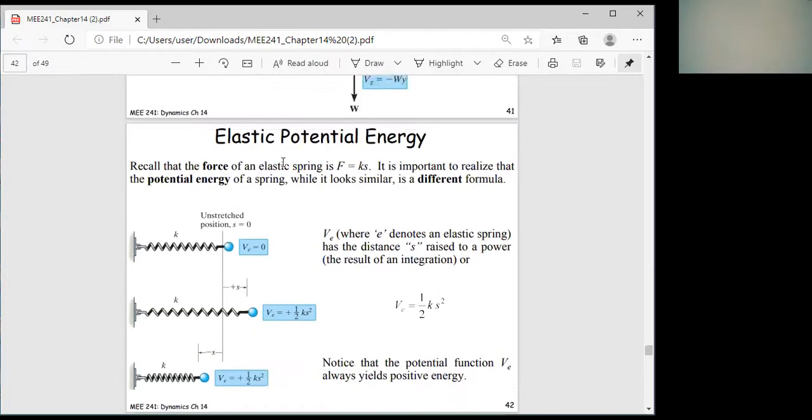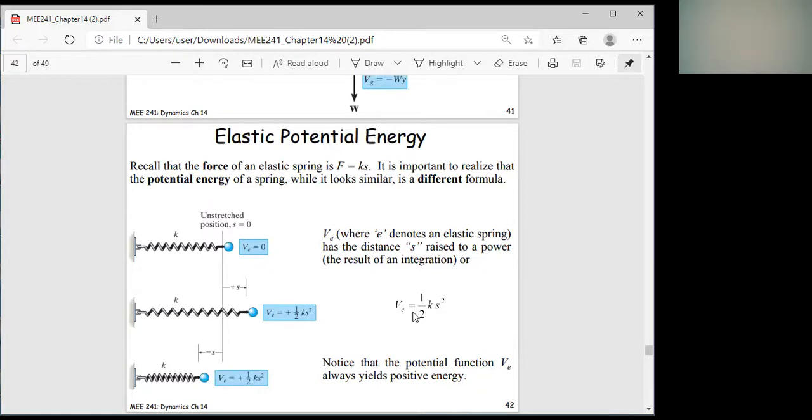Nice and simple here, but potential energy of springs is going to be 1 over 2 k times the deflection of the spring squared. So s is the deflection of the spring measured from the free length position, right? So you look at the equilibrium of the spring. You have a spring on a table, and you're not doing anything on it. The minute that you begin to compress it, let's say it's fixed here, that distance here is going to give you your energy, which is one half k x squared.